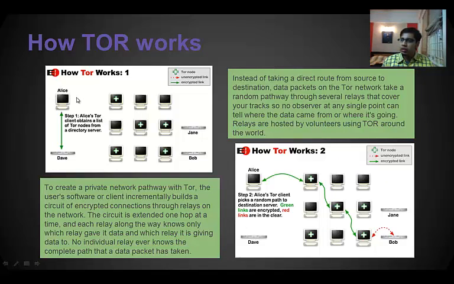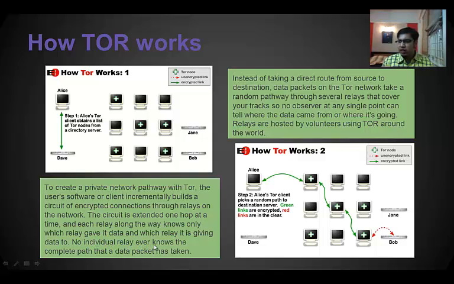We have Alice, who is trying to maybe reach Bob. First step is that she obtains a list of Tor nodes from a directory server. That's Dave. And then she creates a private network pathway. That is, she incrementally builds a circuit or encrypted connection to relays on the network. The circuit is extended one hop at a time, and each relay along the way knows only which relay gave it data and which relay it is giving data to. That is the previous relay and the next relay.